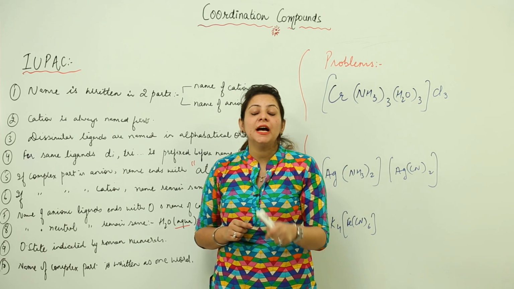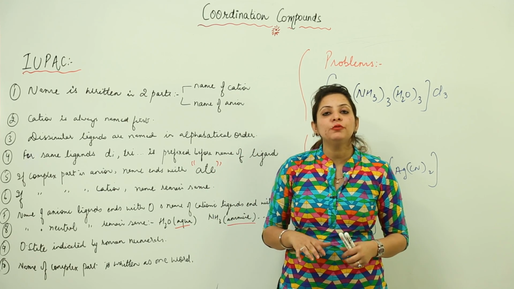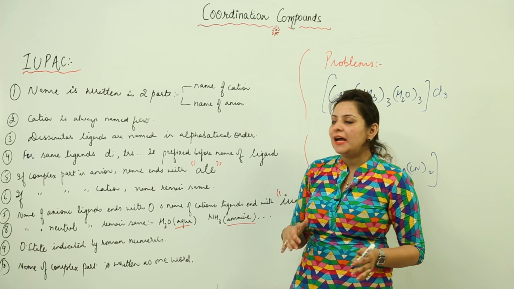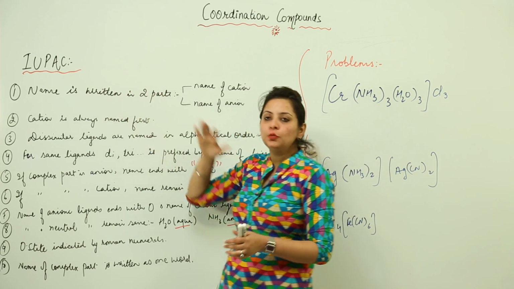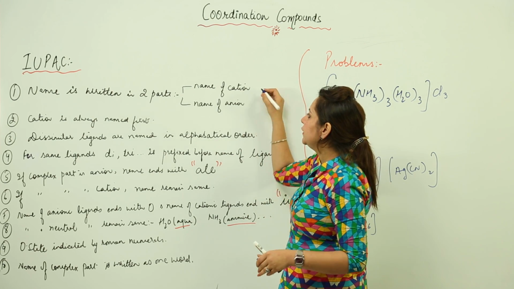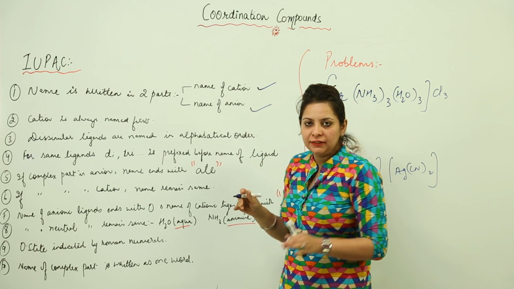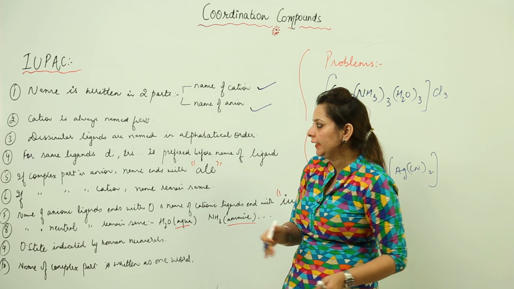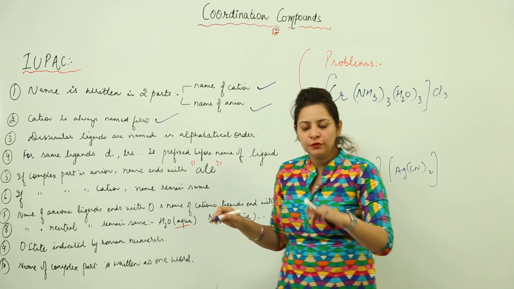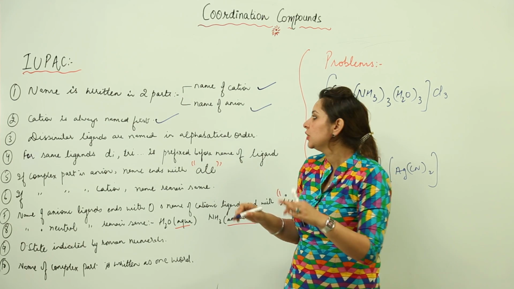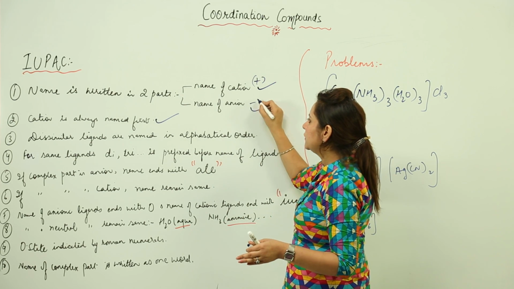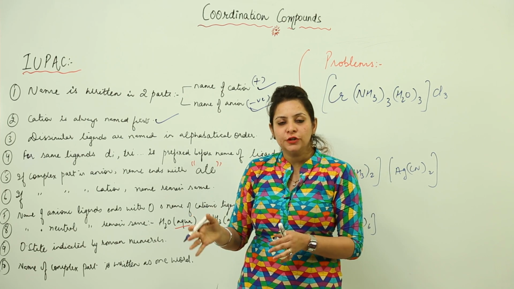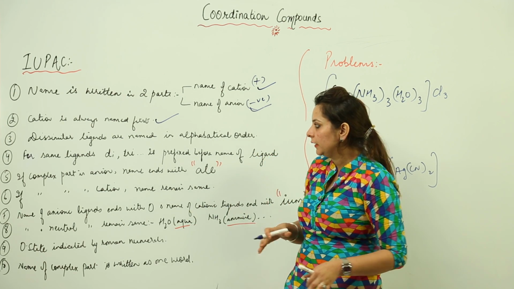Now we are starting with the IUPAC, that's how we can write the name for the coordination complexes. You should know that the name is written in two parts. It is divided into the cation and the anion. That means first the cation is named, followed by the name of the anion. As you all know, the cation is the positive part and the anion is the negative part. So always the positive part's name is written first, followed by the negative part's name.